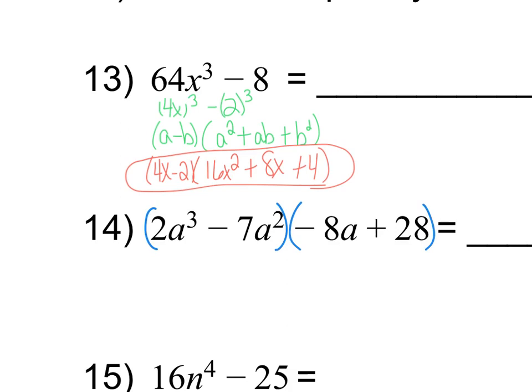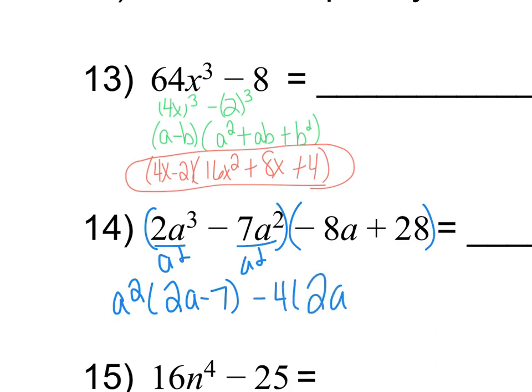All right, if I look at 2a to the 3rd and 7a squared, I can divide out an a squared out of both of them. So I'd have a squared on the outside, and I am left with 2a minus 7 on the inside. If I want 2a minus 7 left over on the inside on that second group, I need to take out a negative 4. So then I have 2a minus 7. And 2a minus 7 is one of my factors. The other factor is a squared minus 4.